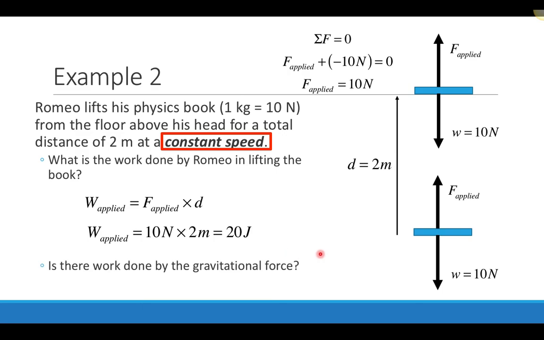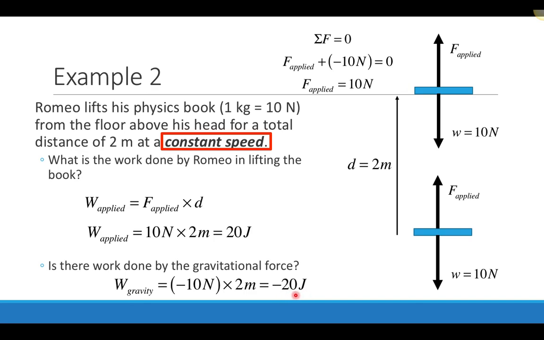We could also ask the question, is there work done by the gravitational force? So this is kind of not a weird question, but a little bit harder question. The force of gravity is actually not helping the object move, but we know that if for some reason Romeo lifted his book all the way up to here and then let go of the book, it would fall back down. And as the book fell back down, work would be done by gravity. So on the way up, work is actually done by gravity as well, but the force is in the negative direction and the displacement is in the positive direction. So gravity is actually doing negative work here.